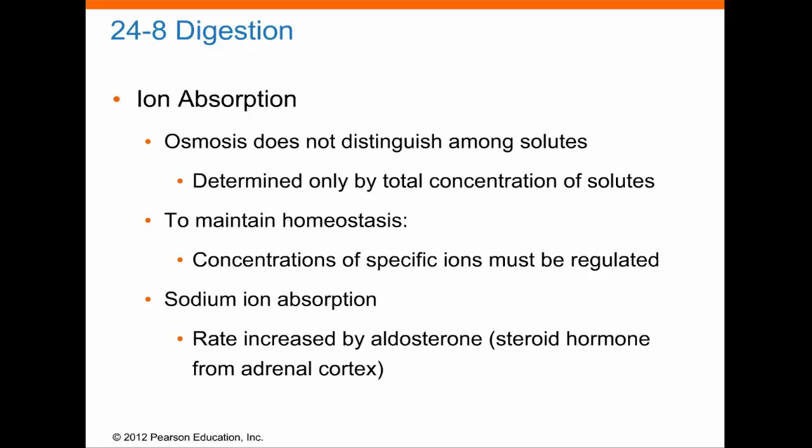So we're talking about ion absorption. Remember, ions are the charged molecules. Osmosis doesn't distinguish amongst solutes. It's determined only by the total concentration of solutes. So to maintain homeostasis, the concentration of specific ions must be regulated. One of the important ions in the body, of course, is sodium, Na with a plus sign above it. Sodium ion absorption rate is increased by the hormone aldosterone, a steroid hormone secreted from the adrenal cortex, which sits on top of the kidneys.